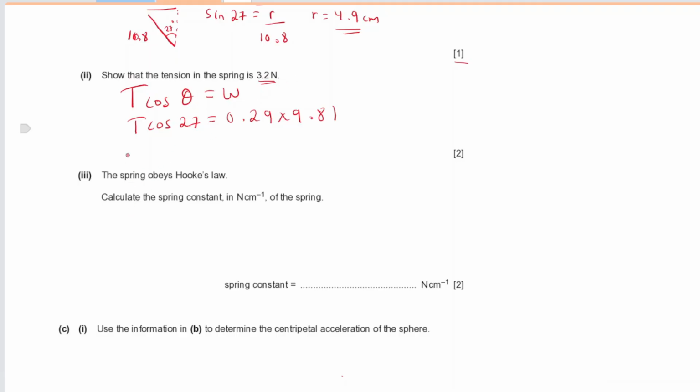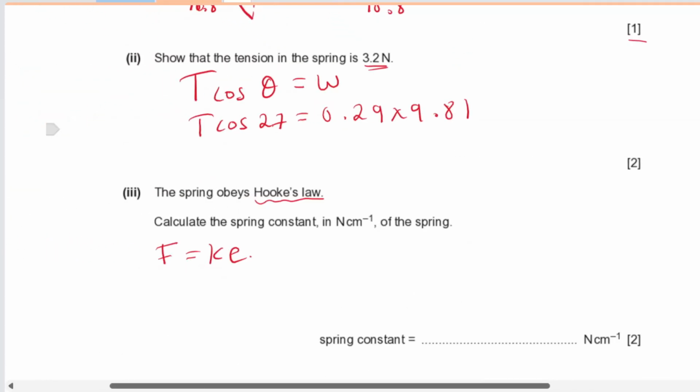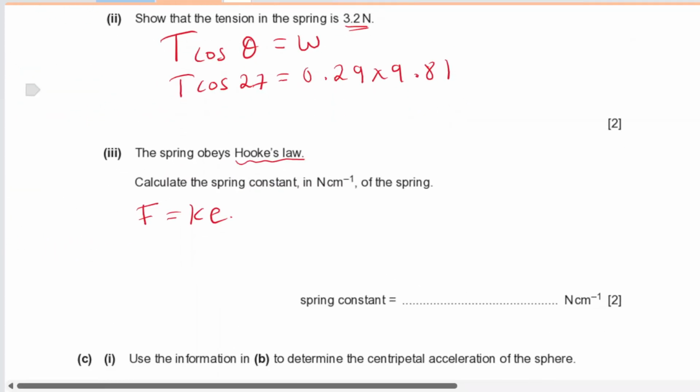Okay. Next question says that the spring obeys Hooke's law. What's Hooke's law again? Hooke's law is force is directly proportional to extension. So whenever they say that, they are basically saying that F equals k e. This formula is obeyed. Okay, so that's the essence of Hooke's law. They say calculate the spring constant of the spring. So you are finding k, right?